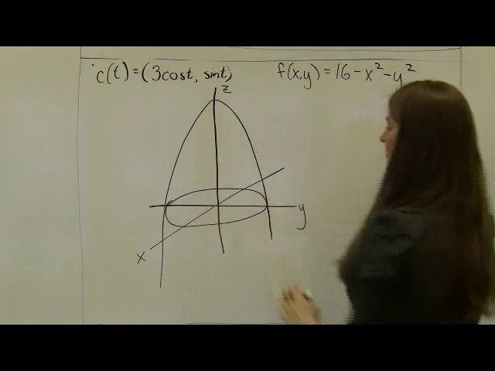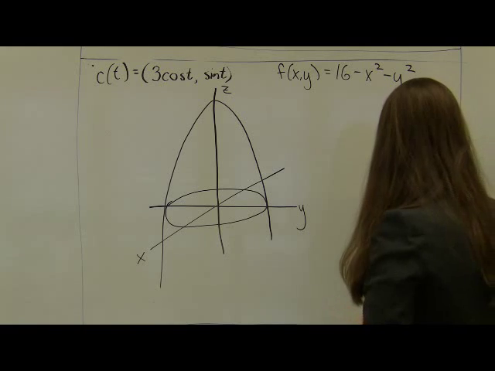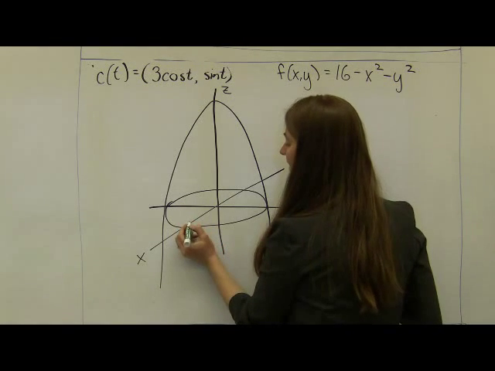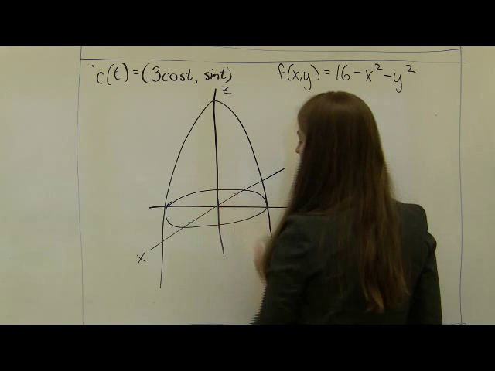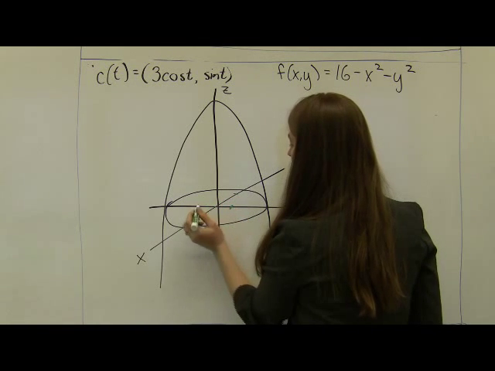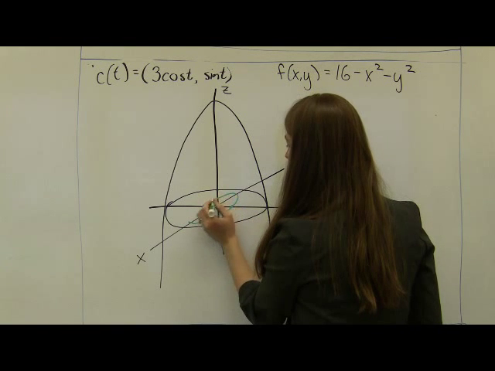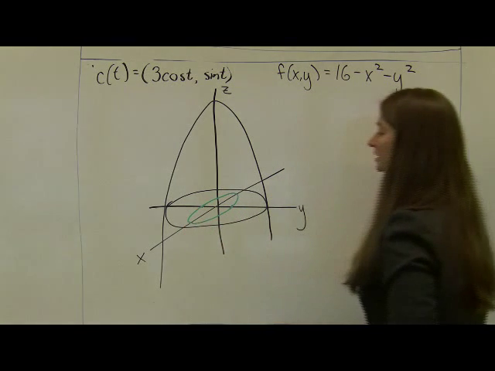So that's sort of the look of my mountaintop. Now let's go ahead and add in the elliptical path. We knew the elliptical path had a major radius of 3 in the x direction and a minor radius of 1 in the y direction. So my circular path just in the xy plane would look something like this.